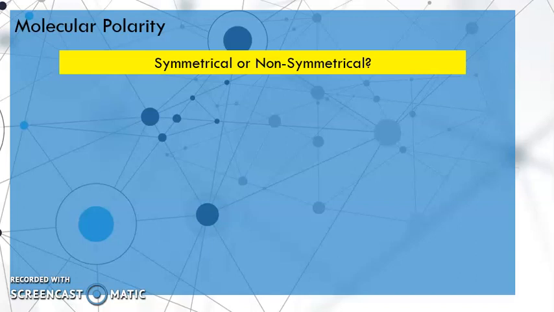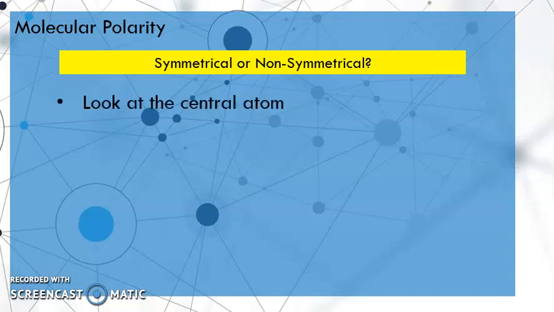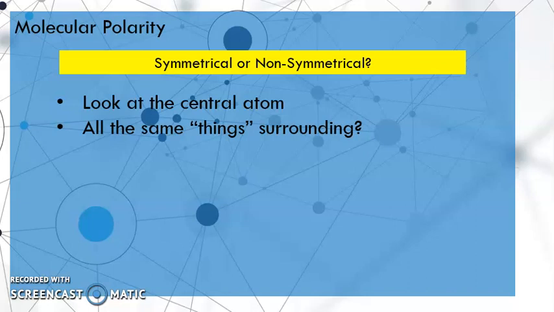So let's summarize. How do we decide whether or not a shape is symmetrical or non-symmetrical? And therefore, how do we determine whether or not it's polar or non-polar? Well, first of all, again, you're going to need to look at the central atom. And then simply decide, do I have all of the same things surrounding the outside? If the answer is yes, then your molecule is symmetrical. And not only is it symmetrical, but it will be non-polar.